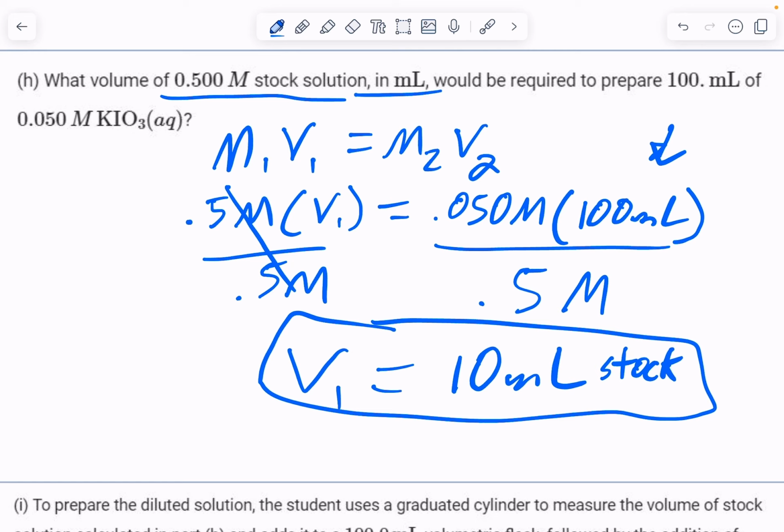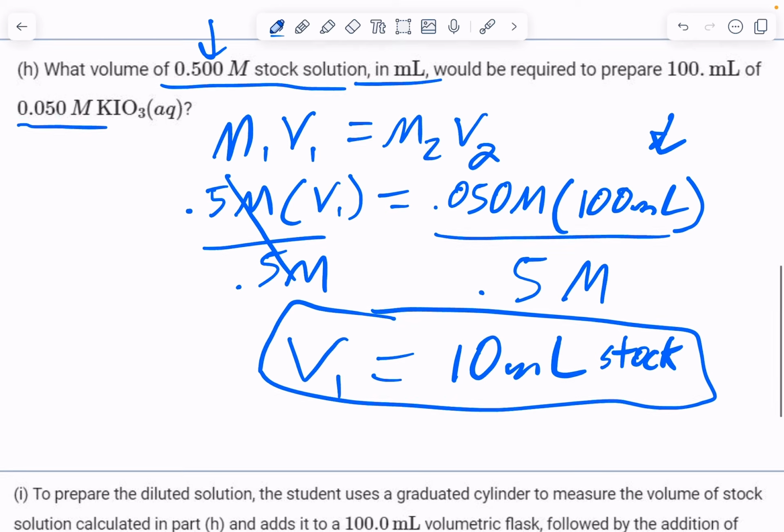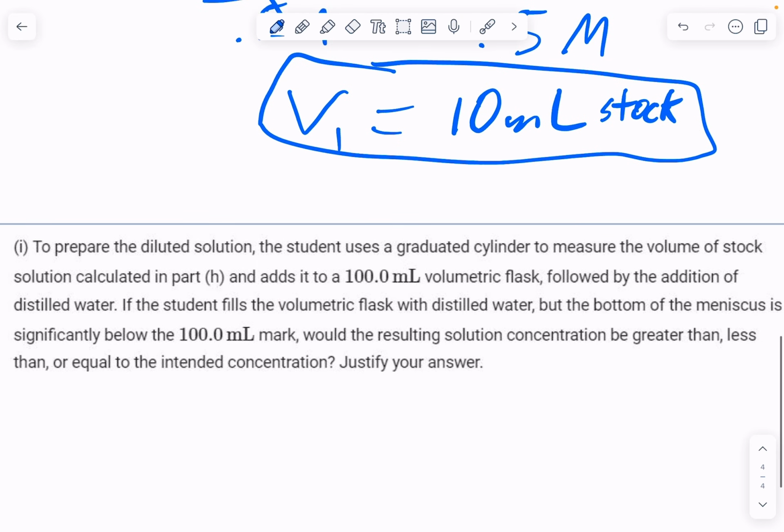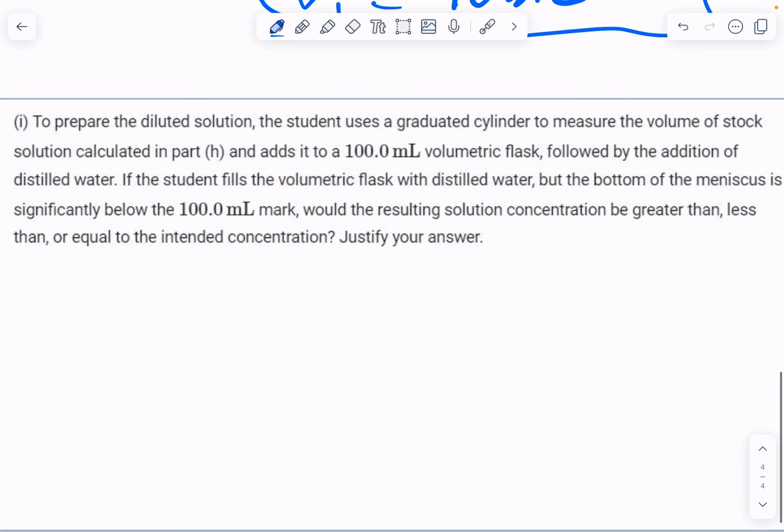So what this is trying to say is if I pulled 10 milliliters of the 0.5 stock solution and then I added 90 milliliters of water, I would get a solution, 100 milliliters of it, that has a 0.05 molar concentration. So you need to start with 10 milliliters. Now for this last question.